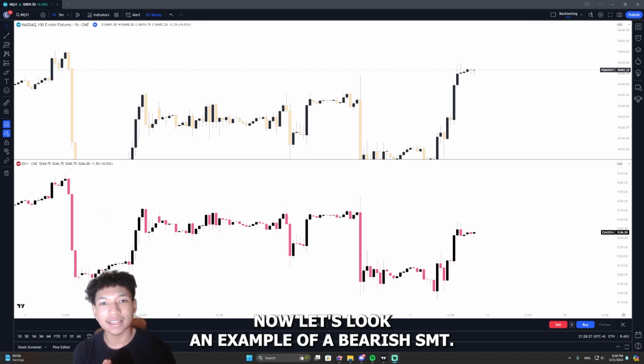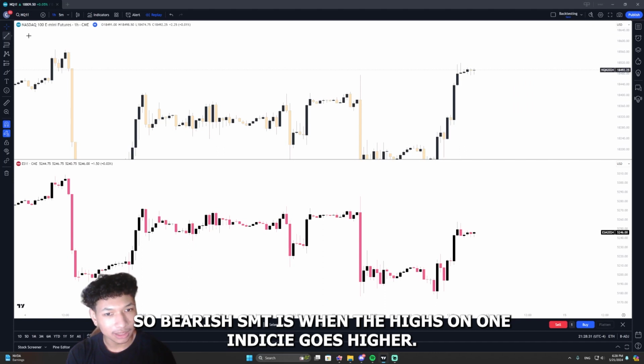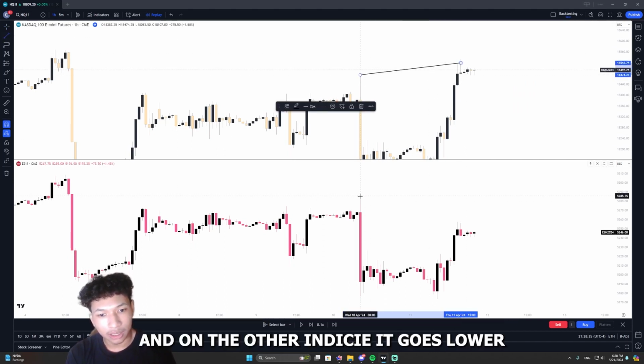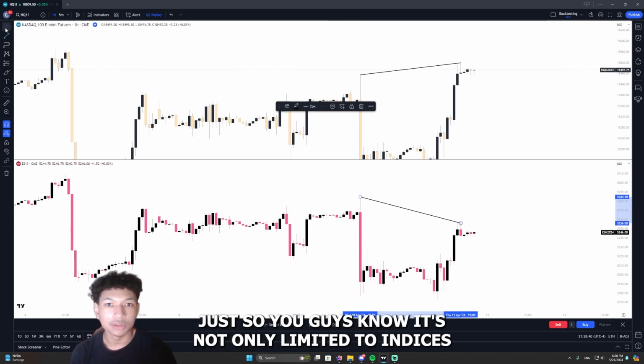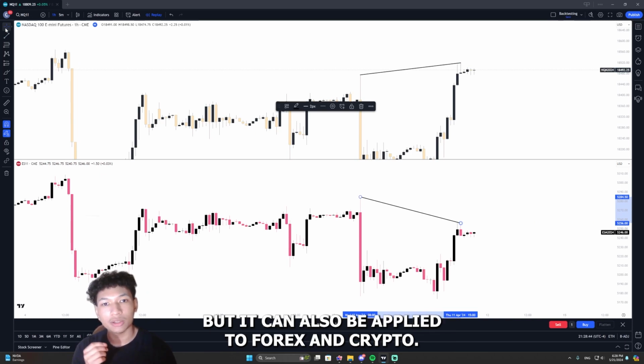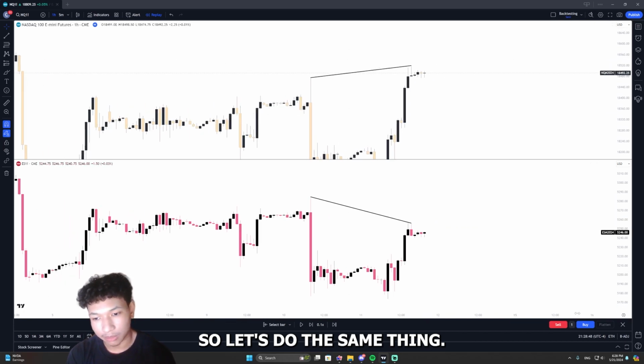Now, let's look at an example of a bearish SMT. A bearish SMT is when the highs on one indice go higher and on the other indice they go lower. Just so you guys know, it's not only limited to indices, but it can also be applied to Forex and crypto. So let's do the same thing.